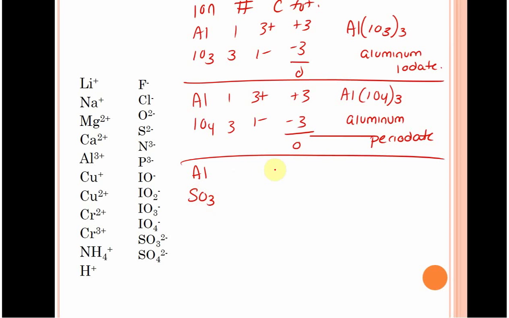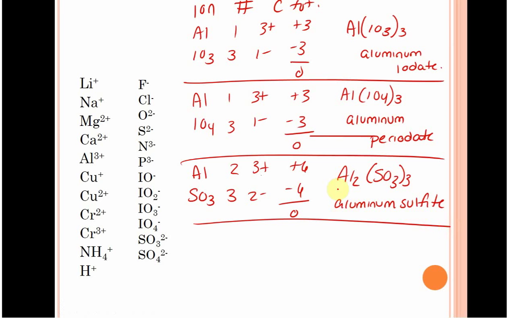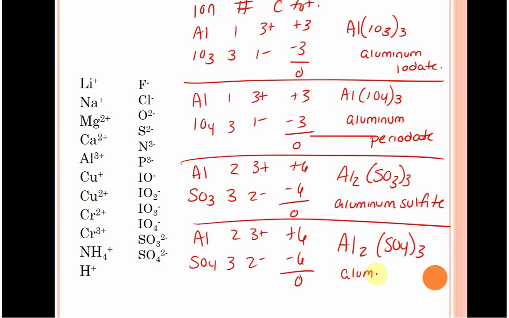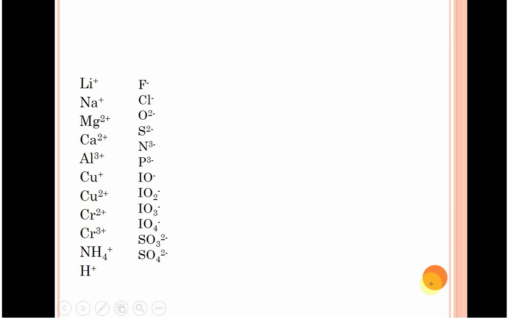Aluminum with sulfite. Lowest common denominator here is 6, so we're going to need 2 and 3. 2 times 3 is plus 6. 3 times minus 2 is minus 6. It's going to cancel. So here we have Al2, parentheses, because we have more than one, SO3, close your parentheses, 3, for aluminum sulfite. For aluminum sulfate, 3 plus, 2 minus, again, we need 2 and 3 to get our plus 6 and minus 6. This is Al2(SO4)3 for aluminum sulfate. Okay.